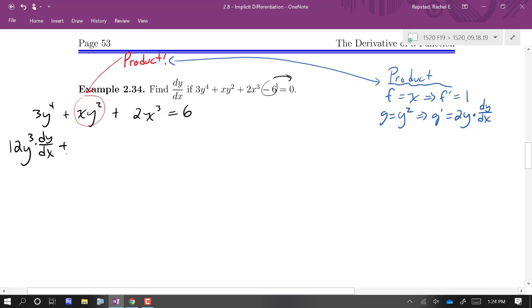Now we've moved on to the product. So we're going to use the product rule, g f prime plus f g prime. So g times f prime is y squared times 1, plus f times g prime is x times 2y dy dx. I'm going to draw a little box here. This part here is the derivative of that xy squared.